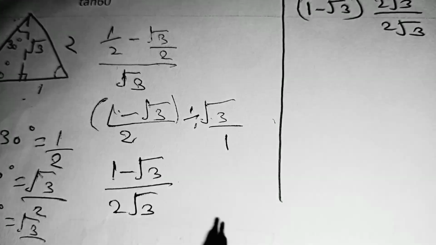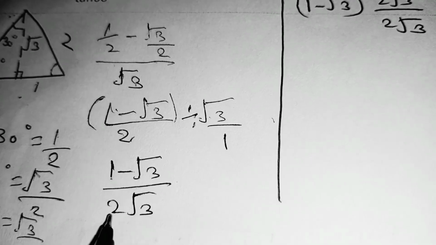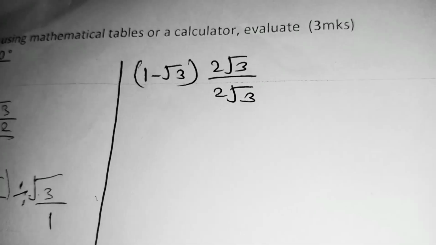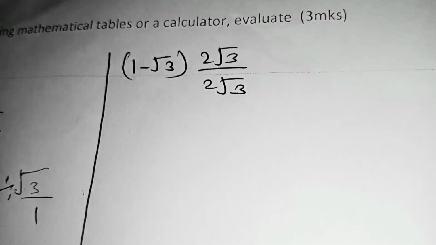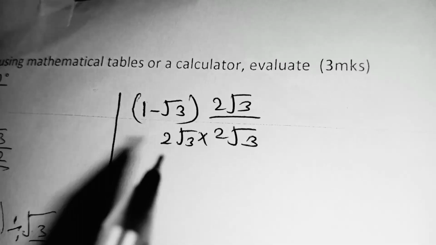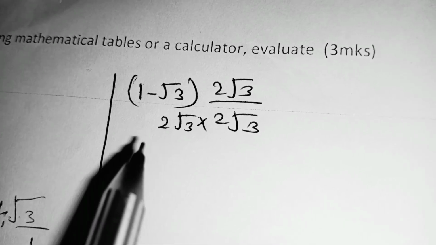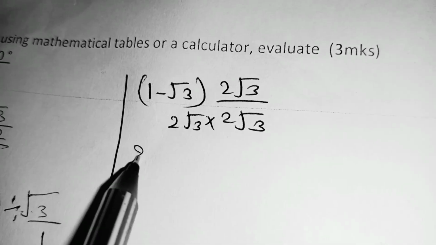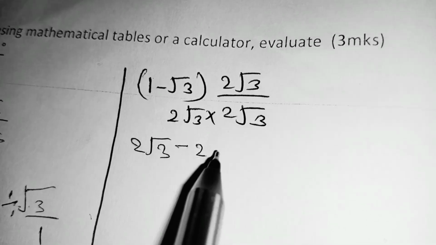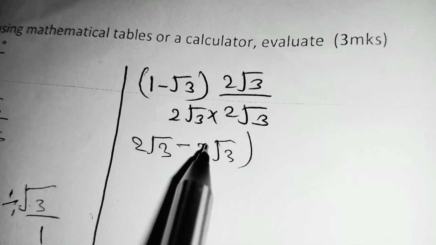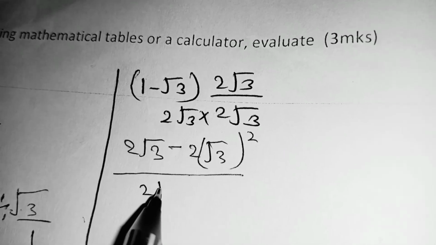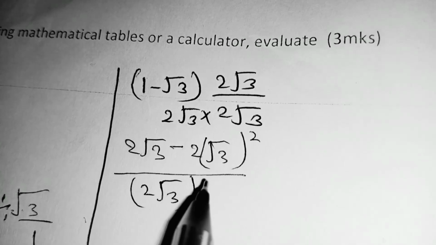So you can multiply both the numerator and the denominator by 2 root 3. In the numerator, we are going to have 2 root 3 minus 2 root 3 squared, divided by 2 root 3 squared.